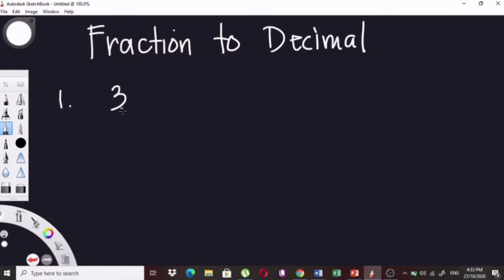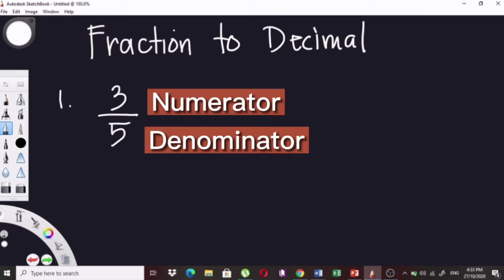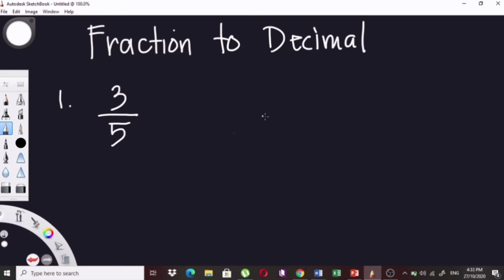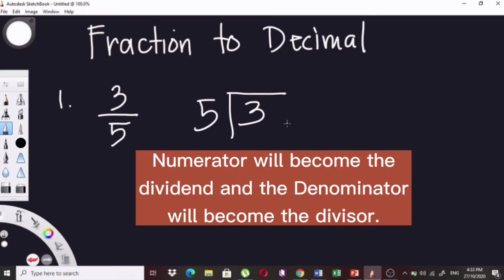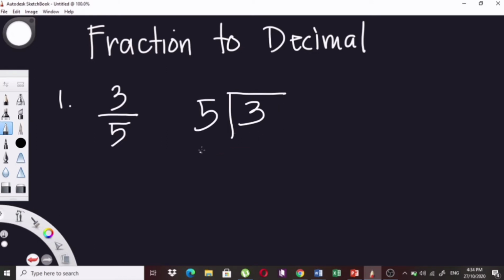So let us transform fraction to decimal. So we have 3/5. So 3 is the numerator and 5 is the denominator. So 3 divided by 5. Yung numerator magiging dividend. Yung denominator ay magiging divisor. So as you can see, mas malaking divisor kesa sa ating dividend. So gagawin natin, mag-a-add tayo ng 0 sa dividend. So lagyan natin decimal and add tayo ng 0.